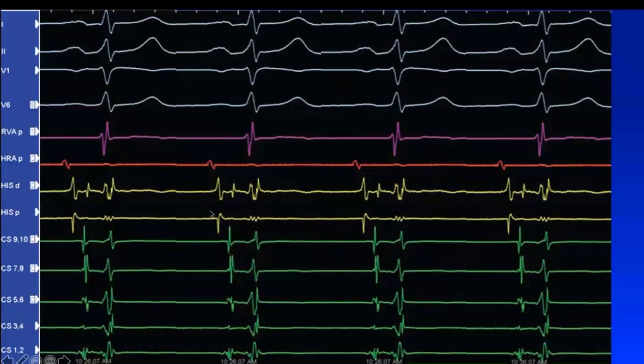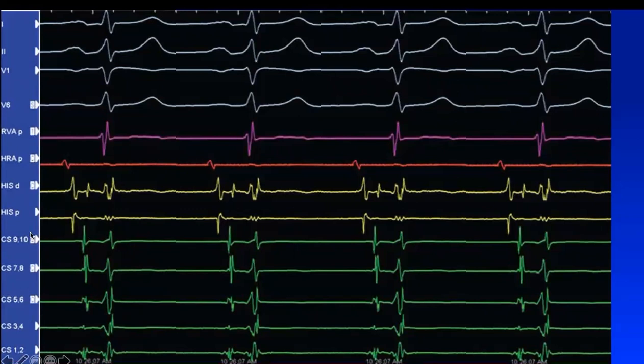So if you look at the Hess catheter, this is the Hess distal and Hess proximal. At the Hess proximal, you see the A. What is this? This is the H, the Hess bundle signal. And what is this? The V, the ventricular signal. Okay. So what is this? This is the A. Exactly.